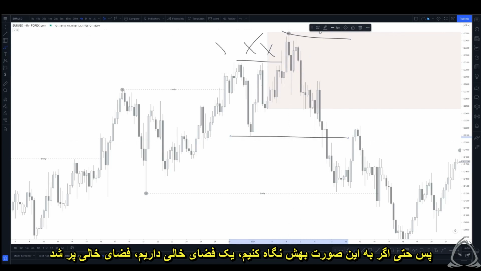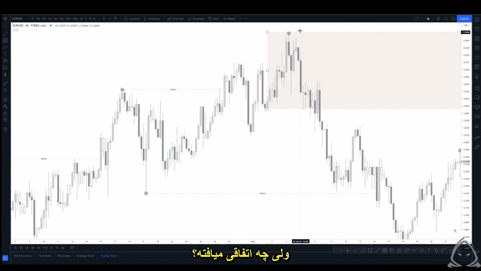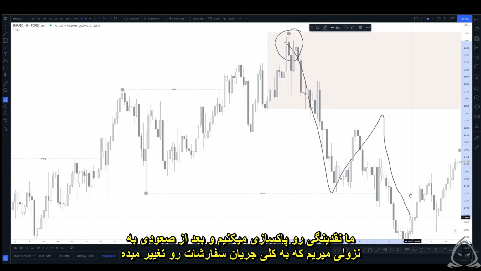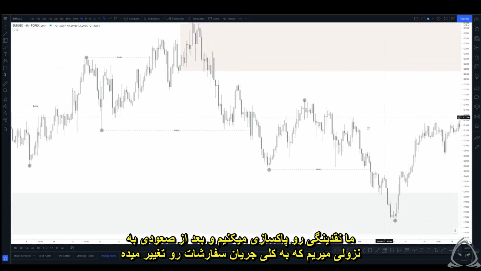So even if we're just looking at that, what ends up happening? We have a void. We fill the void. If we were to expect some sort of higher low to form, we would expect somewhere in this spot, or maybe in around these areas, to look at demand zones. But what ends up happening, we sweep the liquidity, and then we shift from bullish to bearish, and then the order flow completely changes.